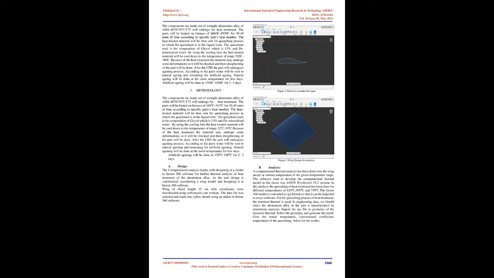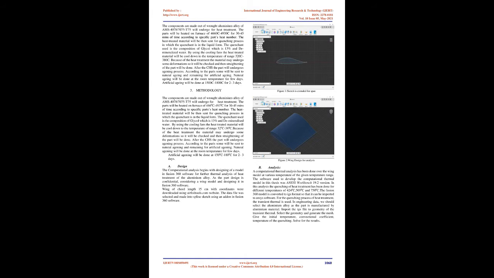The components made out of wrought aluminium alloy AMS-4078-7075-T75 will undergo heat treatment. The parts will be heated in a furnace at 466°C-493°C for 30 to 45 minutes according to the specific part's heat number.